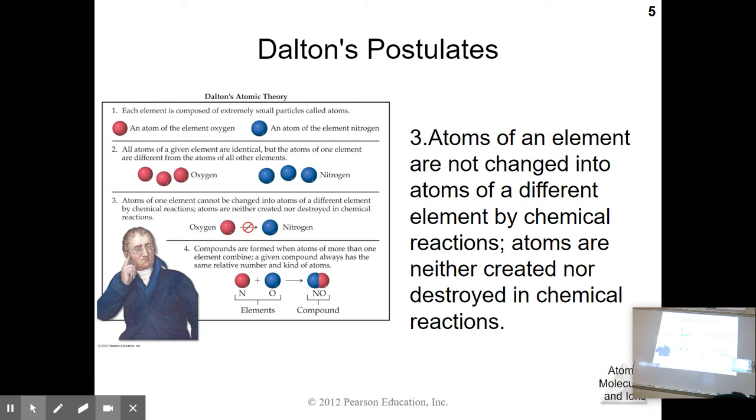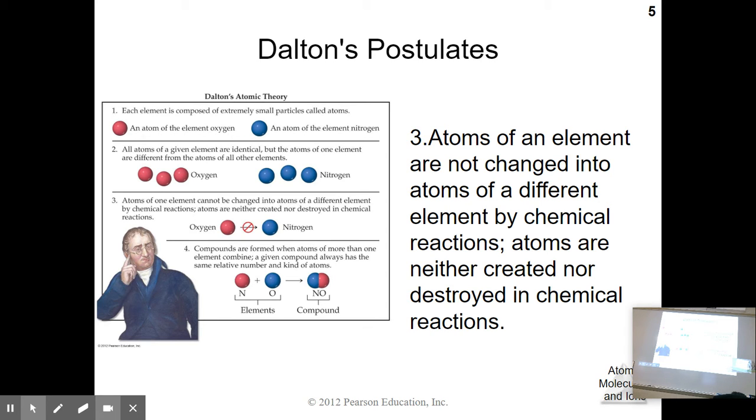Third postulate. Atoms of an element are not changed into atoms of a different element by chemical reactions. Atoms are neither created nor destroyed in chemical reactions. Basically, what this is saying is that during a basic chemical reaction, you cannot have atoms of sulfur be changed into atoms of another element. They're always going to exist. What's there is there. You can't change it.